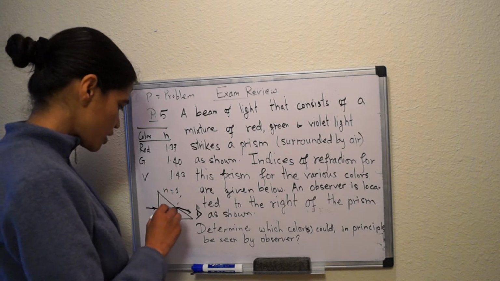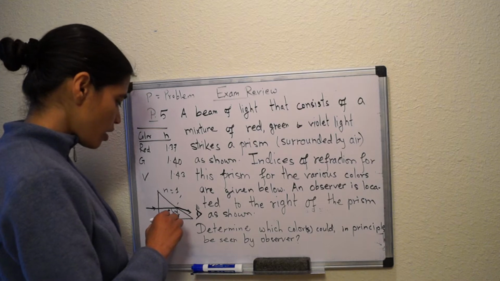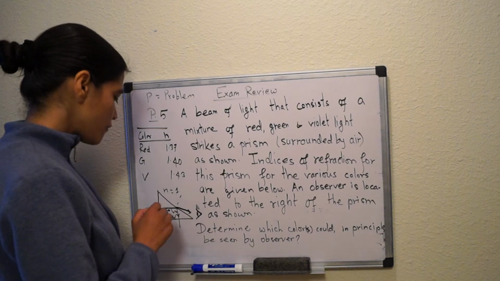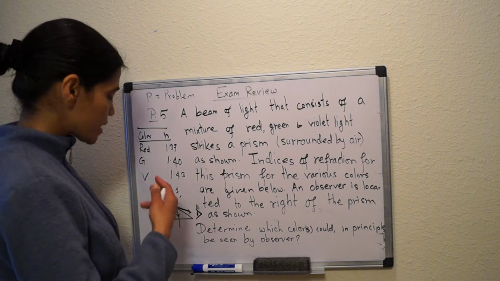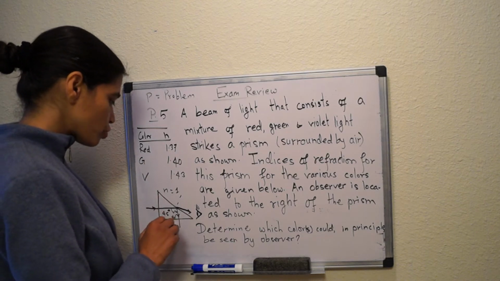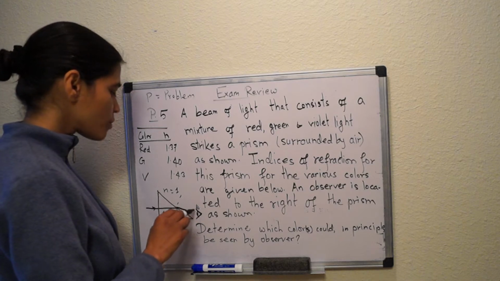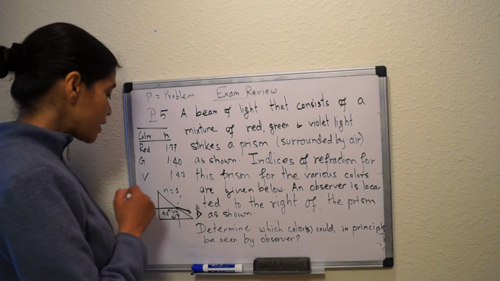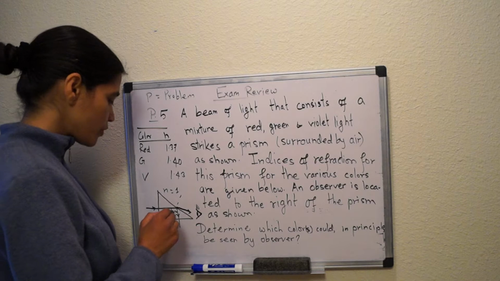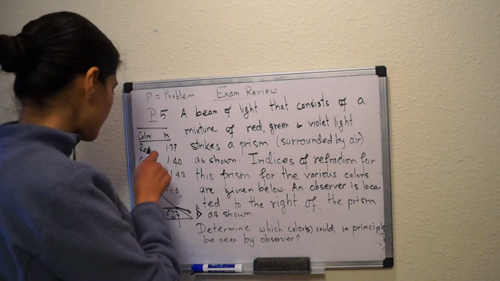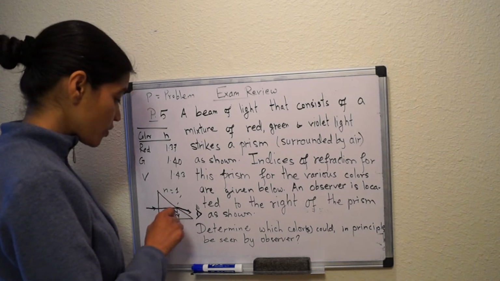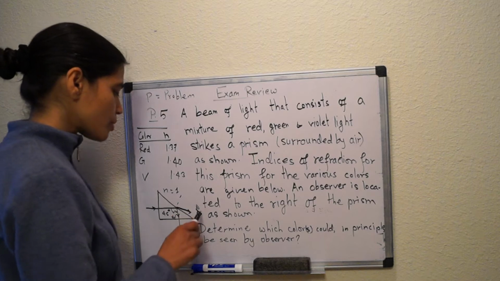so it goes here and then reflects back down here, rather than going out of the prism. Which means that if any of these colors goes through total internal reflection, the observer won't be able to see it. But if this angle, 45 degrees, is smaller than the critical angle for any of these colors, then the light will exit outside and refract, bend, and the observer will be able to see that.